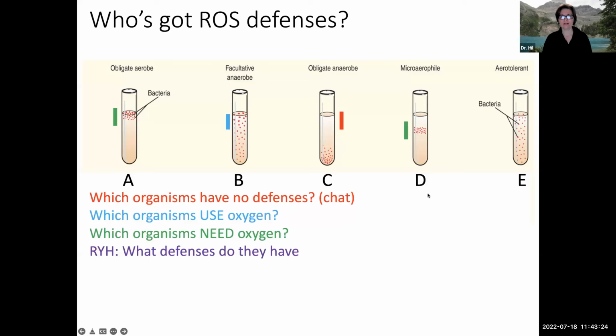Now, when it comes to who's got which defenses, this is a little bit something you have to memorize. I can give you a reason, maybe the logic will help you remember, but you kind of just have to remember it. So remember that the defenses are superoxide dismutase. And if you live in oxygen, you've definitely got this enzyme. And then either catalase or peroxidase in some cases. And that's only going to be if you're actively using oxygen.